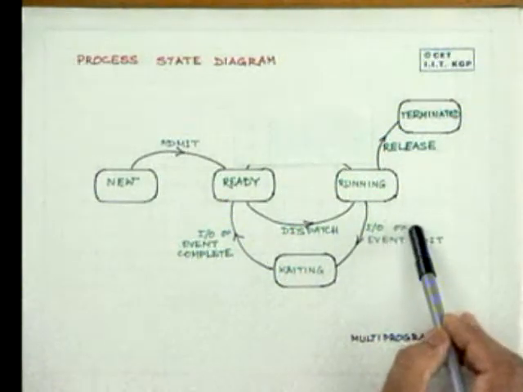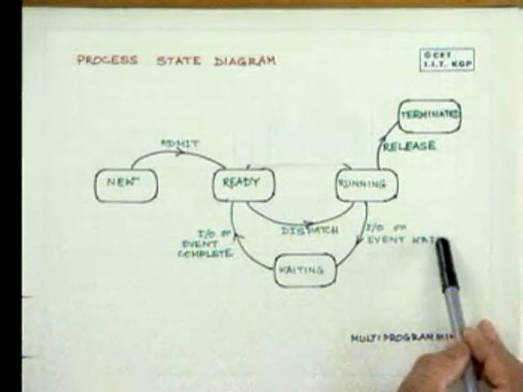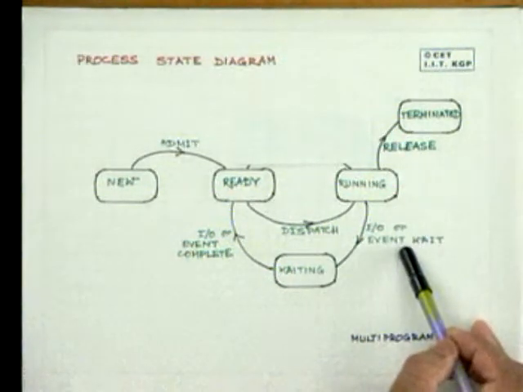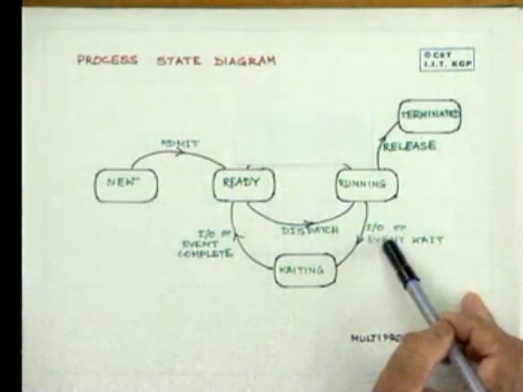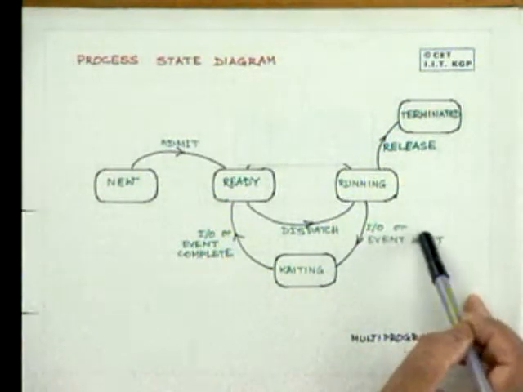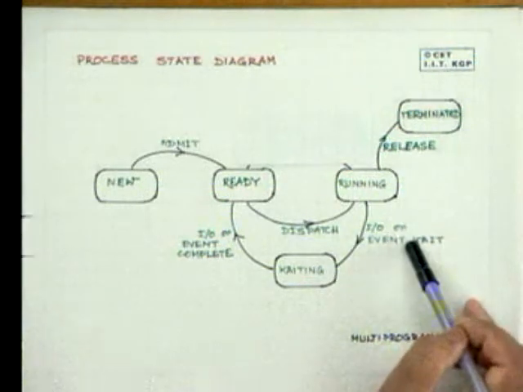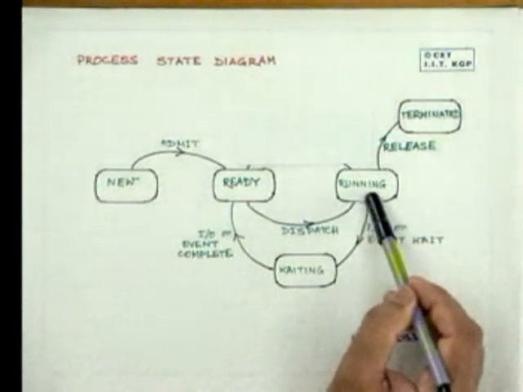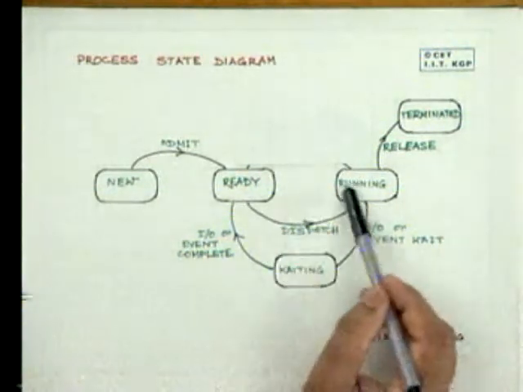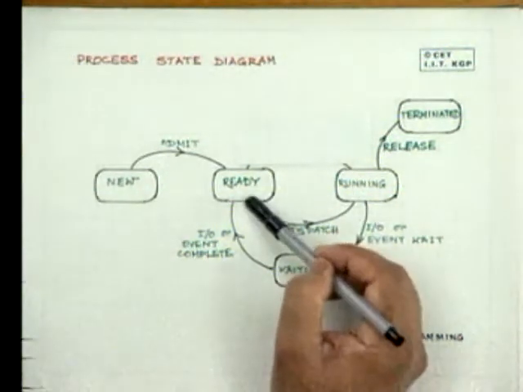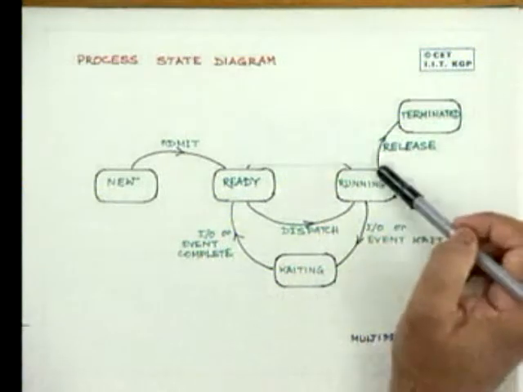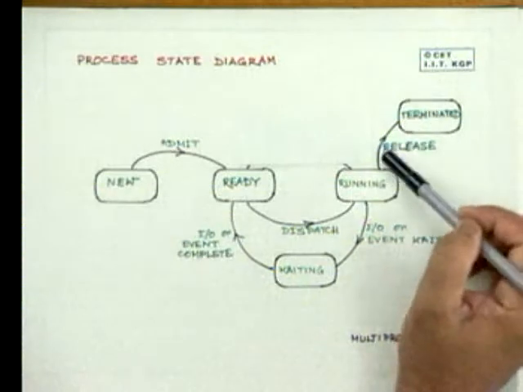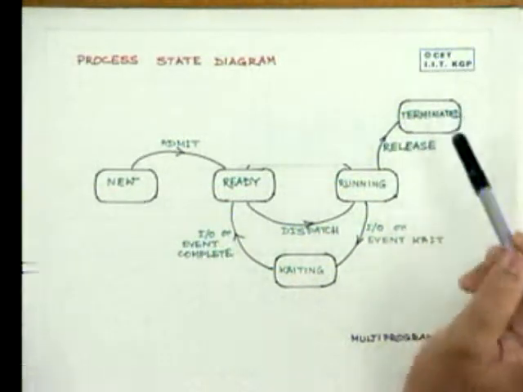Now, sometimes, not only for IO but for other events also, the process gets into the waiting state. For example, say a part of the data or a part of the instructions, the program's address space, is not in memory. In such situations also, it comes into the waiting state. This way it goes on. It is dispatched once more until the process is complete. Then it is released and comes into the terminated state.